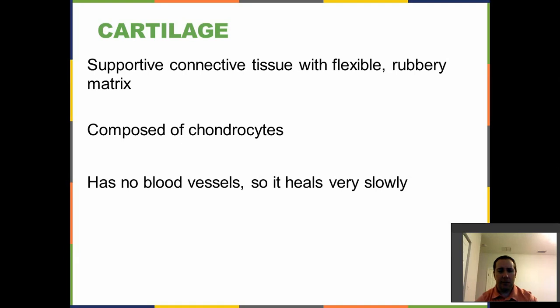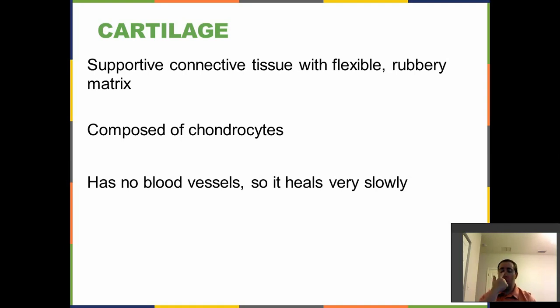The cells that make up cartilage, or cells that make cartilage, are called chondrocytes. So these chondrocytes are the cells that are going to make the proteins in the extracellular matrix that is going to make up cartilage. Something unique about cartilage is that it has no blood vessels, meaning if you break it or damage it, it's going to heal very, very slowly.